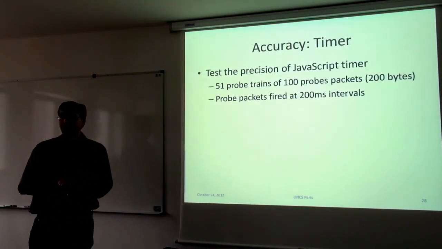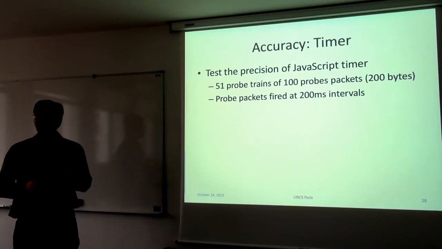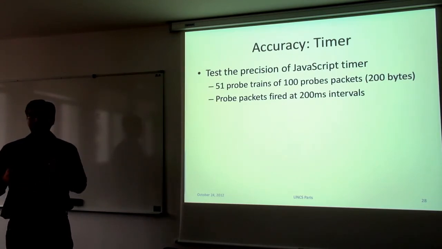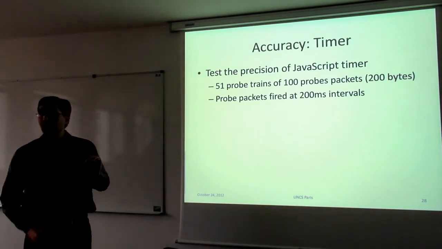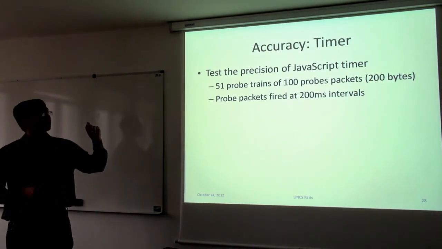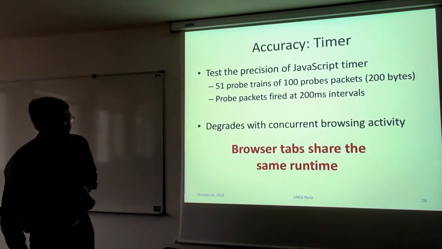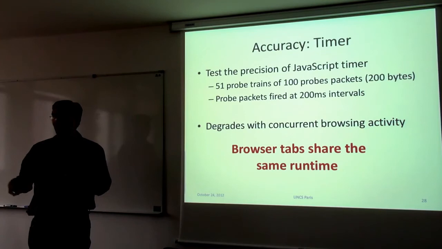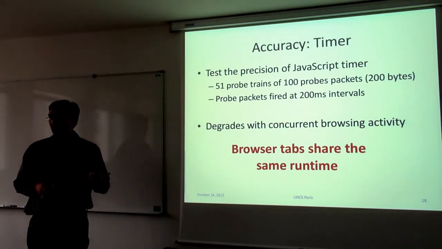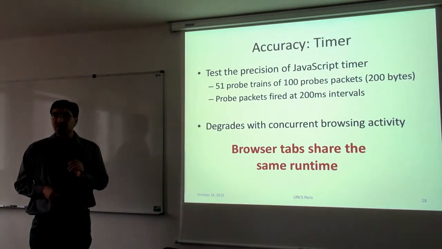To determine the timer accuracy available for Fathom experiments, we perform an experiment where we send 51 probe trains of 100 probe packets each between a client and a server. Each probe packet is 200 bytes long and it's fired at an interval of 200 milliseconds. Now the aim of the experiment is to determine how this timer precision is affected as we increase the amount of cross traffic on the host. And we observe that with the increase of any concurrent browsing activity, which might include a number of different tabs or even cross traffic on the host, this 200 millisecond precision degrades fairly quickly.